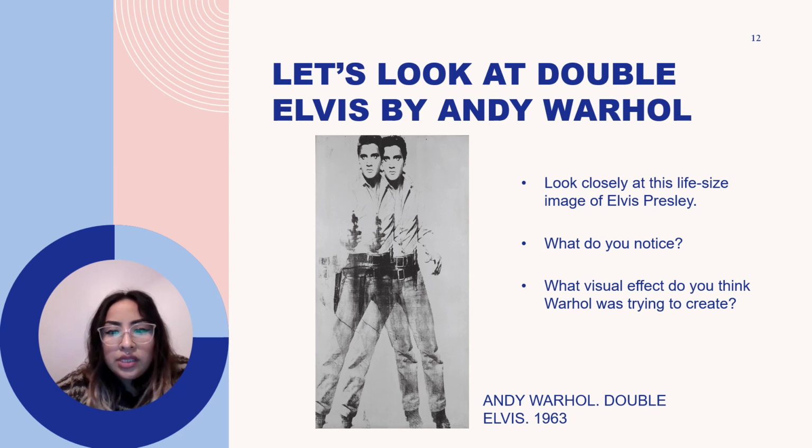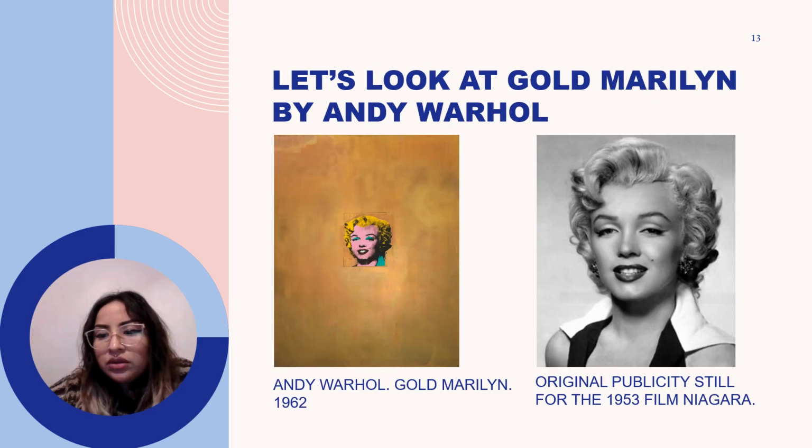Now looking closely at this life-size image of Elvis Presley, what do you notice? What visual effect do you think Warhol was trying to create? Soon after her tragic death in 1962, Warhol made a series of paintings paying tribute to Marilyn Monroe, the film star and sex symbol who had captured America's imagination in films like Gentlemen Prefer Blondes and How to Marry a Millionaire. Warhol based his portrait on a publicity still from the 1953 film Niagara.